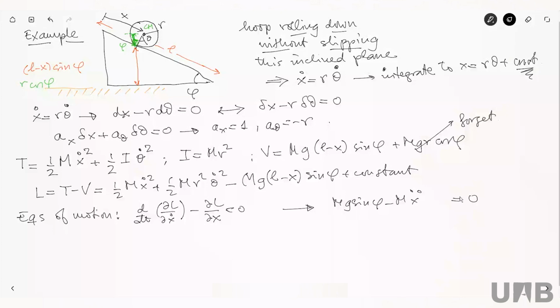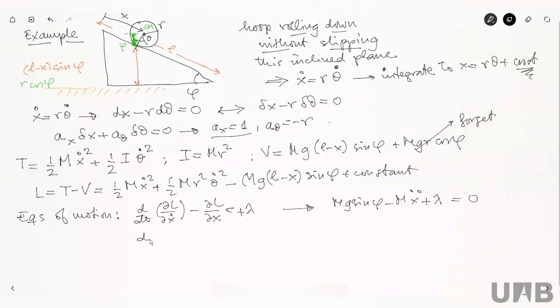But that is if the differential constraint was not there. Now we have to add a Lagrange multiplier to this thing. And this Lagrange multiplier, in this case, is lambda times 1, because a sub x is 1. Okay? So this means that here I actually have plus lambda, I think, with this sign. Now, that's one equation of motion.